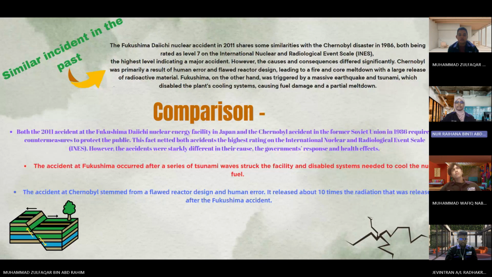The second one is that the accident at Fukushima occurred after a series of tsunami waves struck the facility and disabled systems needed to cool the nuclear fuel.